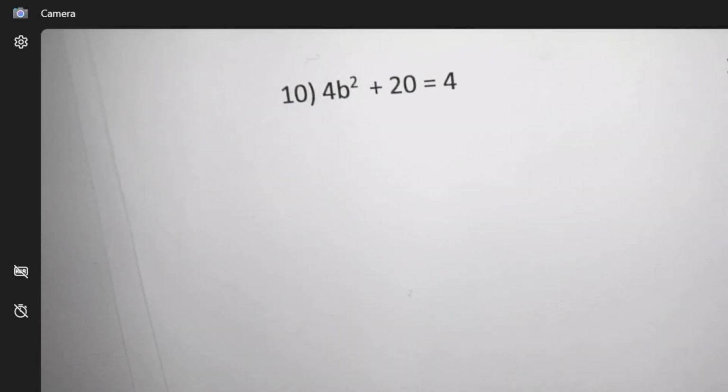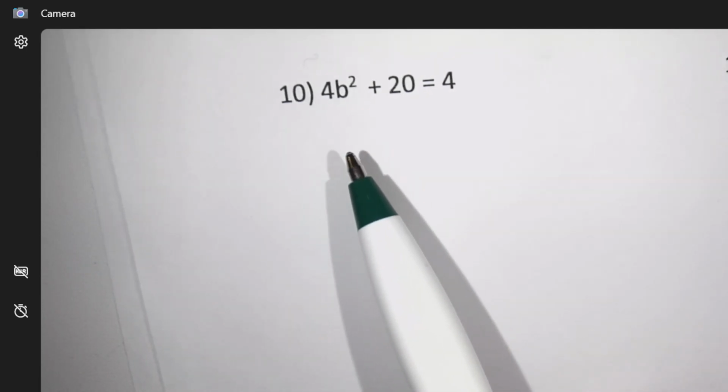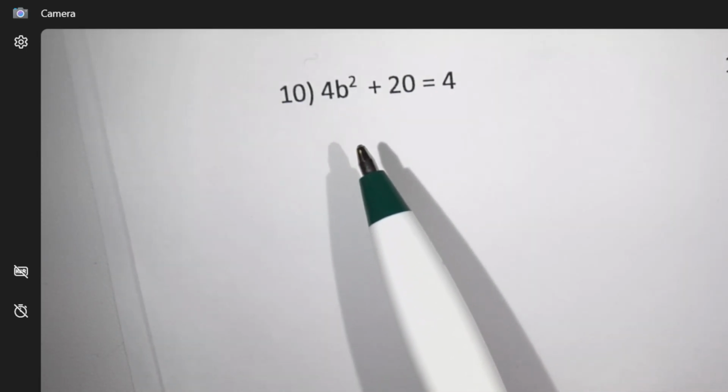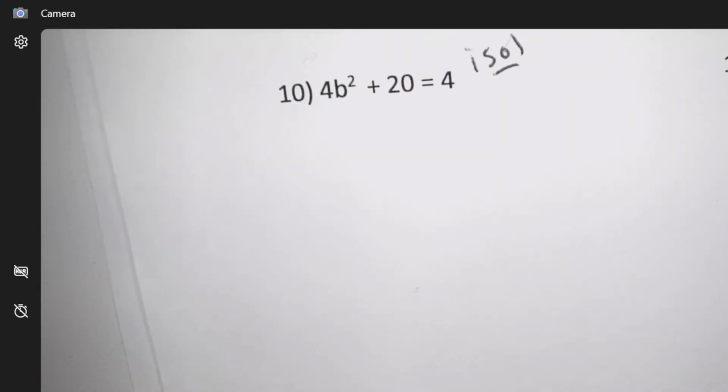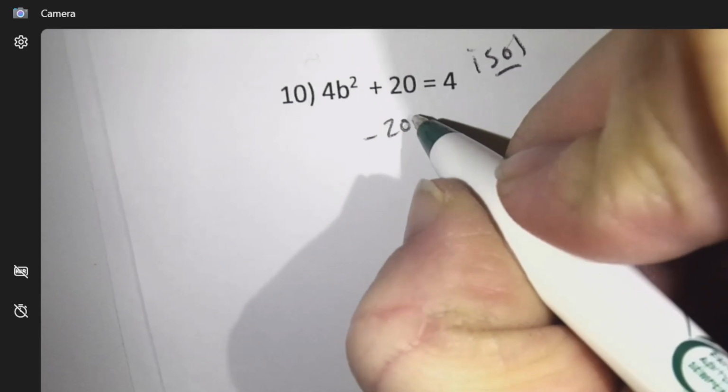Okay, number 10. What's going on there? I think I only see one variable this time, right? There's just a b squared, it's the only thing. So what can you do if there's one variable? Isolate. Move, divide, that kind of idea.